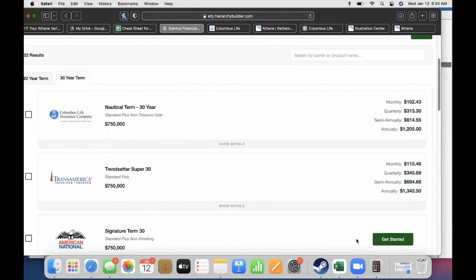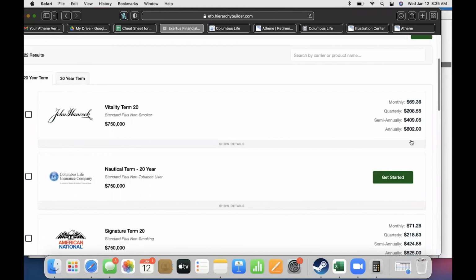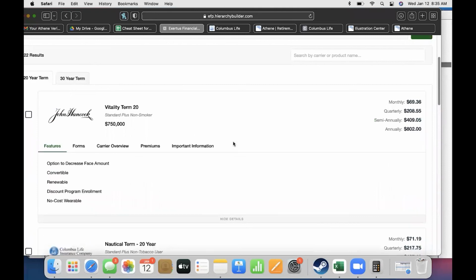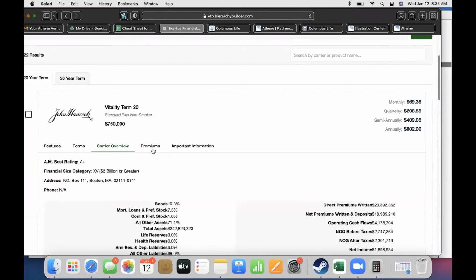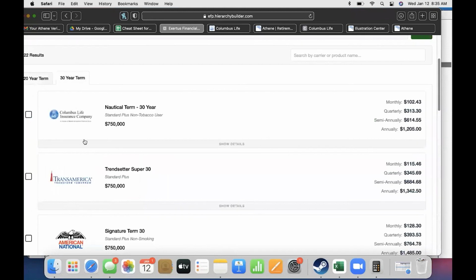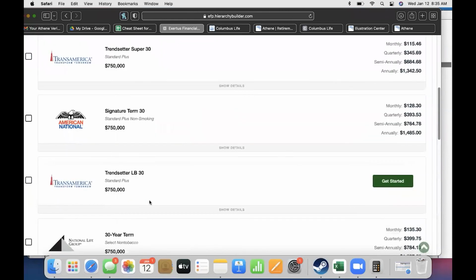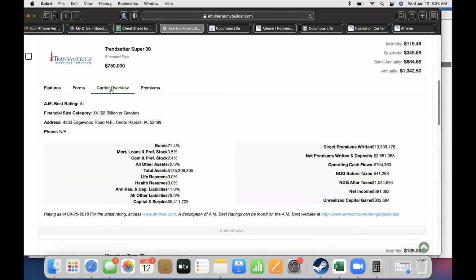So if you want to have the house for 30 years, do with this company, right? Columbus, $102 a month for 750. But if you have a 20-year mortgage, then do it with this company. John Hancock, $69 a month for 20 years, right? So we have no allegiance to any one company, right? Our allegiance and our fiduciary responsibility is to you to make sure you get the best protection rate. And all the companies have been vetted, right? A plus rated company. We want to work with a company that's A or A plus or more, right?